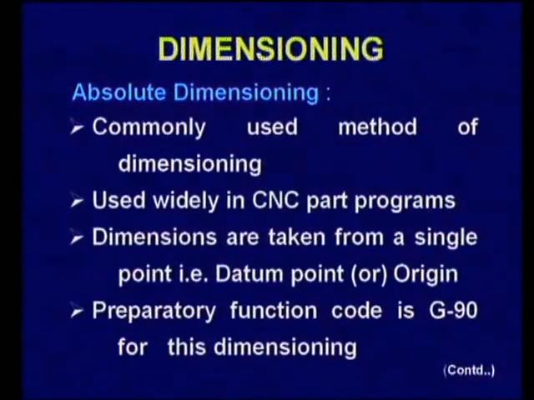Absolute dimensioning is a commonly used method of dimensioning. It is used widely in CNC part programs. Dimensions are taken from a single point, that is a datum point or an origin. Preparatory function code used for absolute dimensioning is G90.